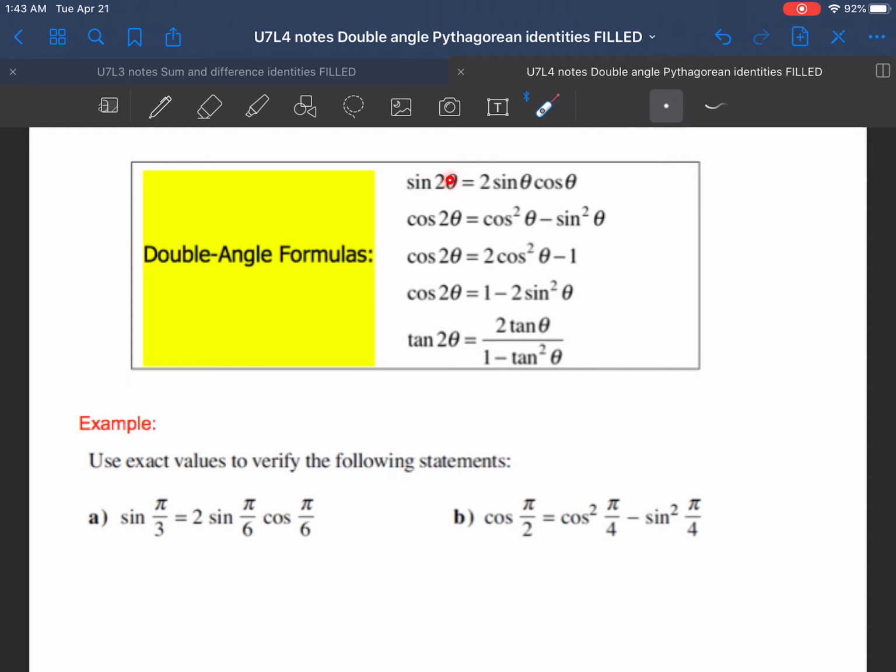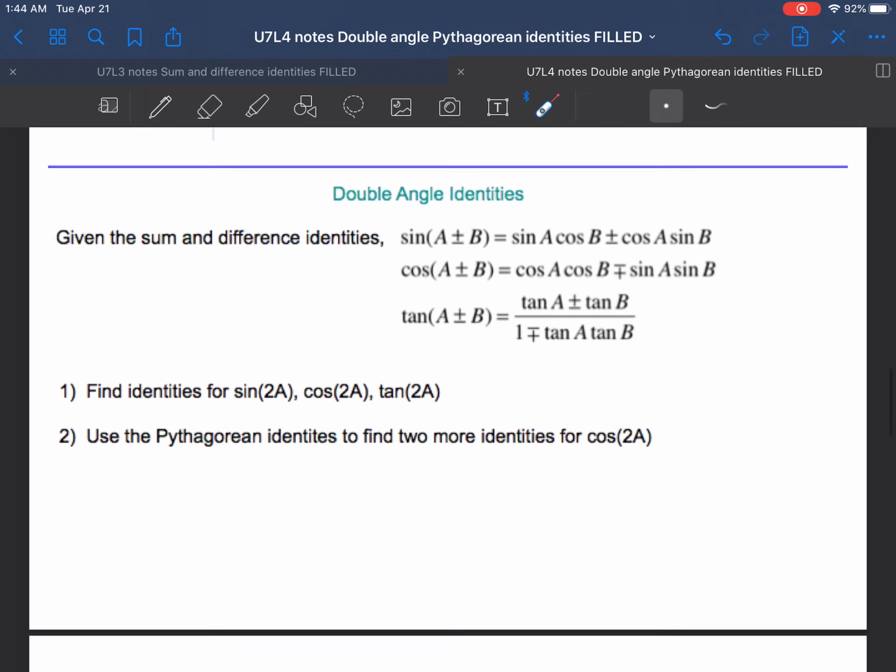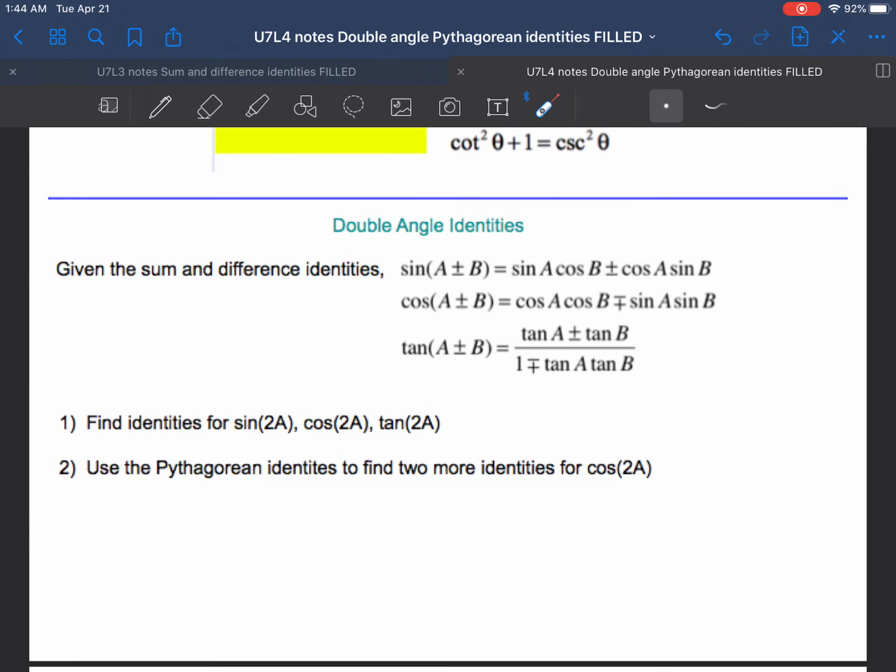So, here they are. The sine of 2 alpha, or 2 theta, is 2 sine theta cosine theta. You have these 3 for cosine 2 theta: cosine squared minus sine squared, 2 cosine squared minus 1, and 1 minus 2 sine squared. And you have this one equation for tangent. Let's actually prove these using the sum and difference.